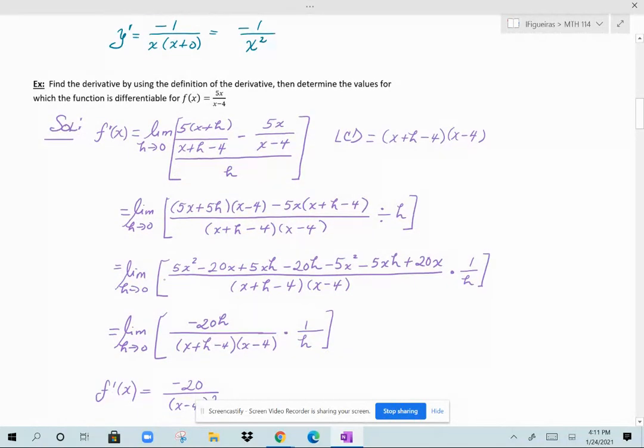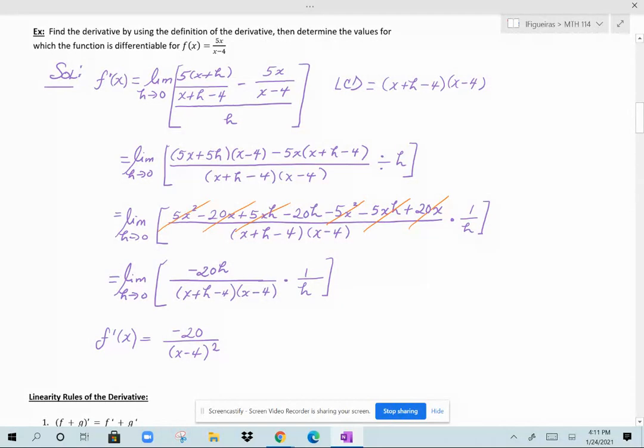So here several things will cancel. The 5x squareds cancel, the 20x's cancel, the 5xh's cancel. So I'm just left with this expression right here. And then you can see that this h cancels with this one. And at that point, I will be able to apply direct substitution, plug in h equal to 0 into that denominator. And so I'm left with just negative 20 over x minus 4 to the second power. So that's the general expression for the derivative.